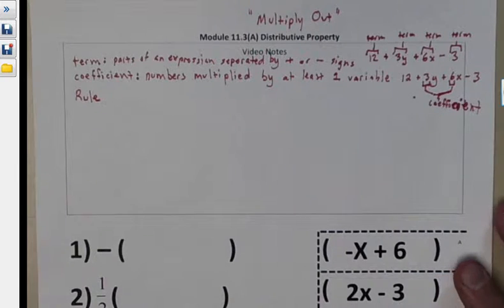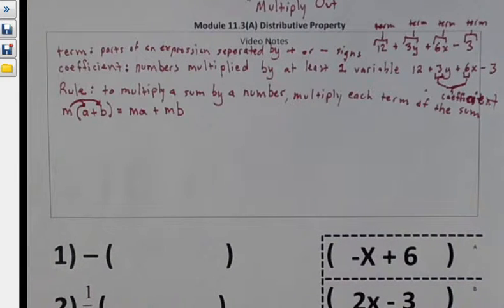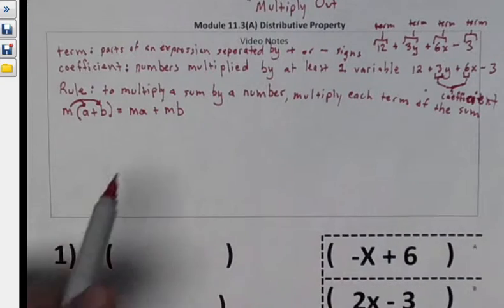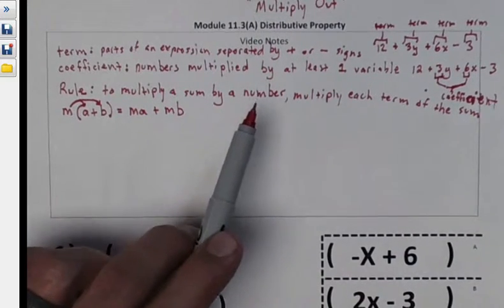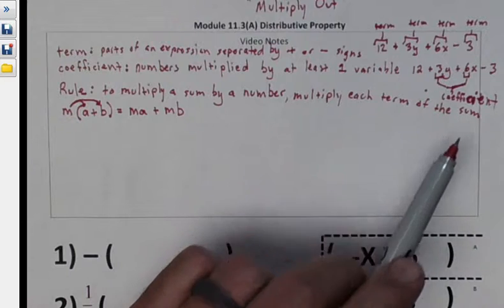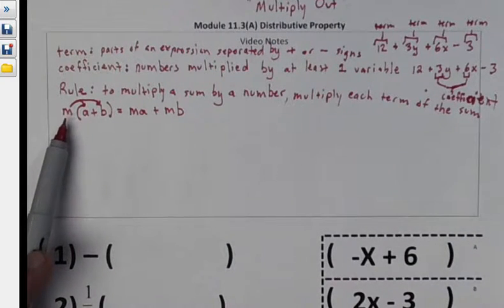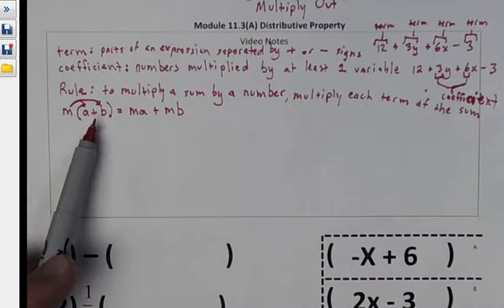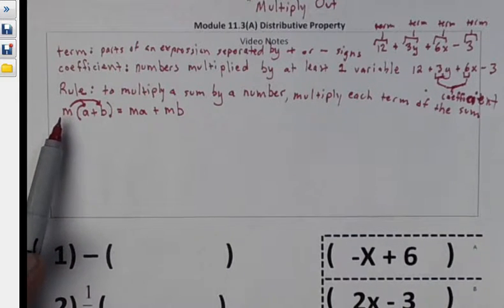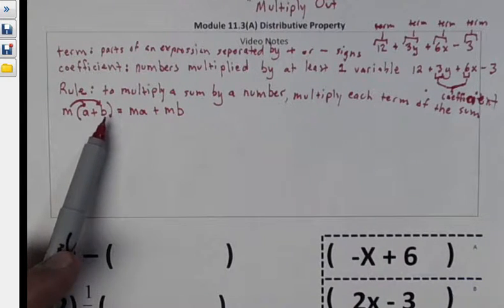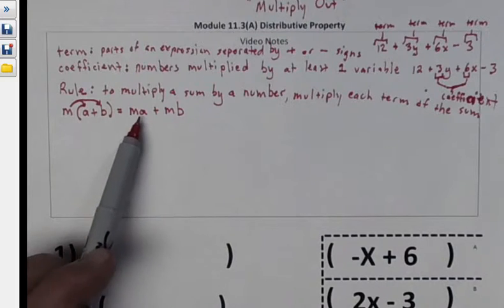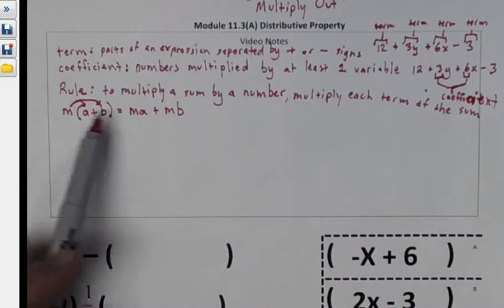The rule for distributive property is, to multiply a sum by a number, multiply each term of the sum. That sounds a little confusing, but here's what it means. I multiply a sum, so a plus b is being multiplied by the coefficient m. So to distribute or multiply out, I'm going to do whatever the coefficient is outside the parentheses. I'm going to multiply it by both a and by b. So I do m times a plus m times b.